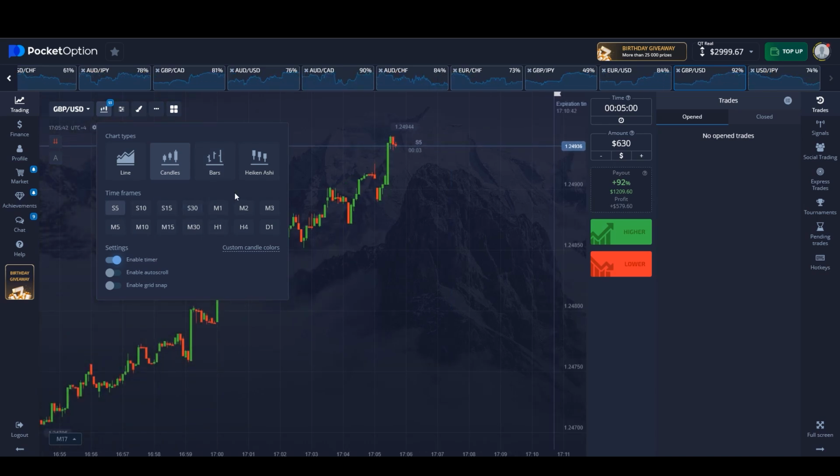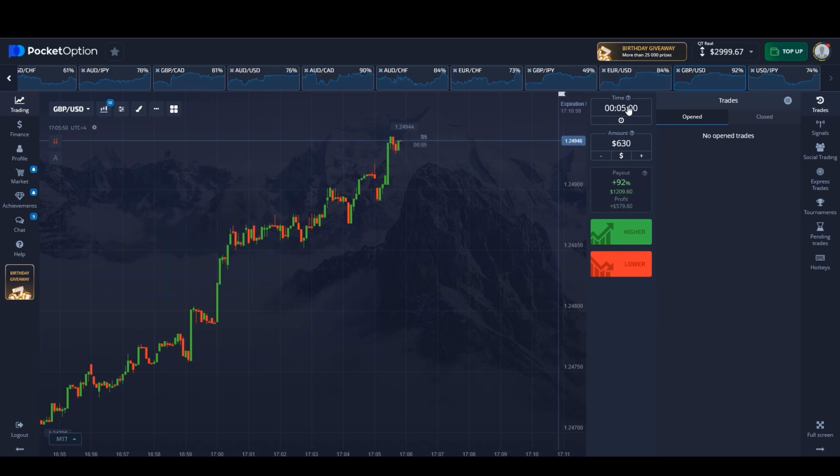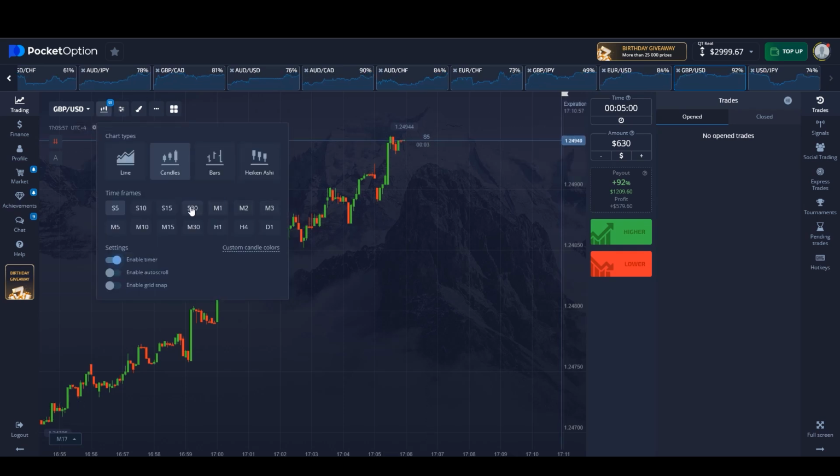Now that we have the theory out of the way, let's move on to practice. First, I will show you how to open a trade for 5 minutes. I put 5 minutes on the broker as the expiration time, and I choose the candlesticks of 30 seconds.